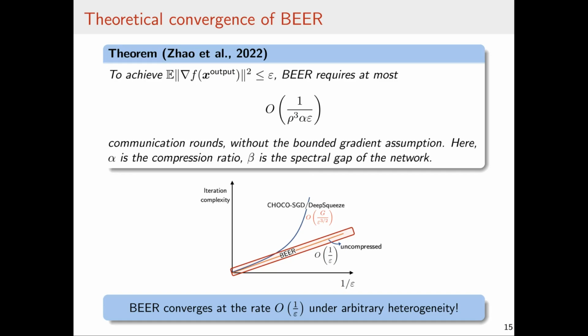So altogether, we answer the question: we have now designed an algorithm that can converge at the near optimal rate 1 over epsilon under arbitrary data heterogeneity. And this greatly improves the best convergence result of the prior art, CHOCO-SGD and DeepSqueeze, in terms of both the dependency on the accuracy level as well as the dependency on data homogeneity assumptions.